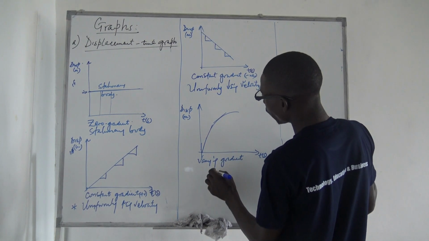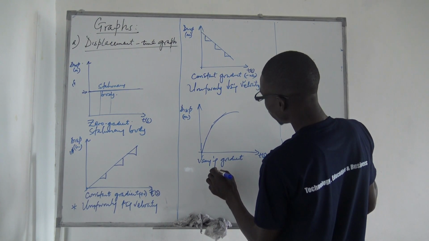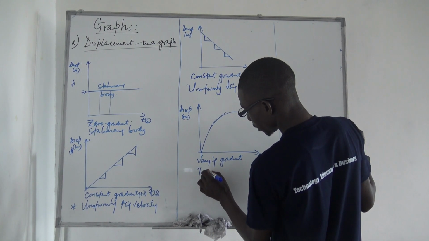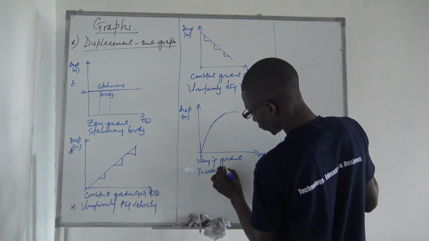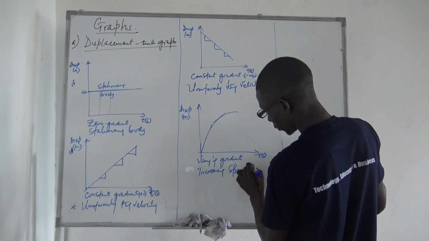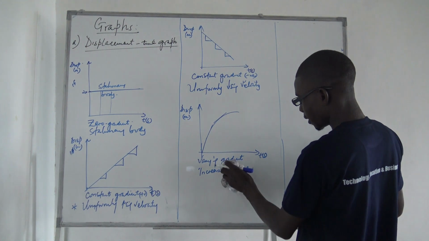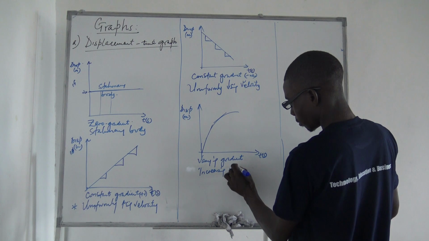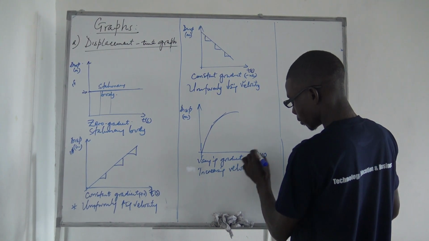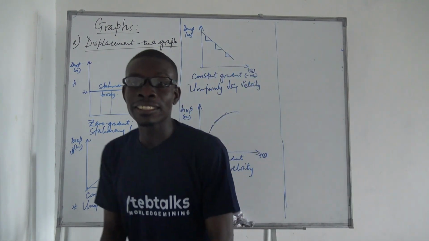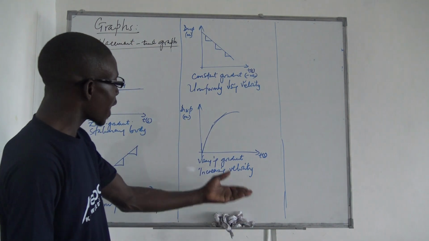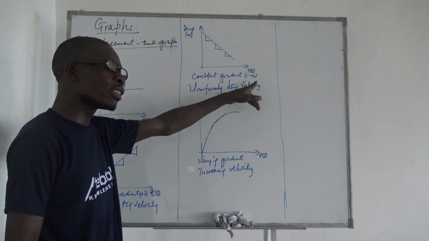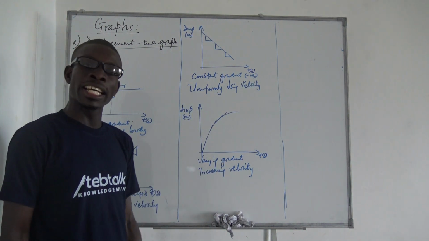And this one is for increasing speed. Increasing velocity, I can call it that. The gradient is varying, and we're saying that is going to work for increasing velocity. The other one was uniformly increasing velocity, but this is just increasing velocity.